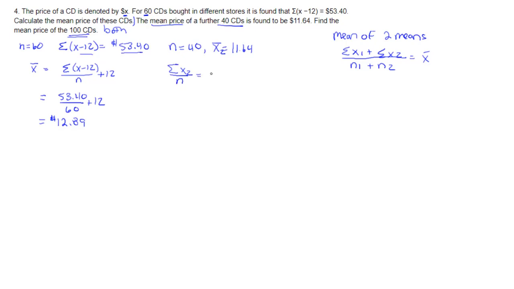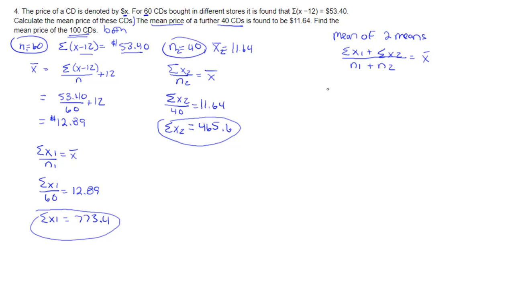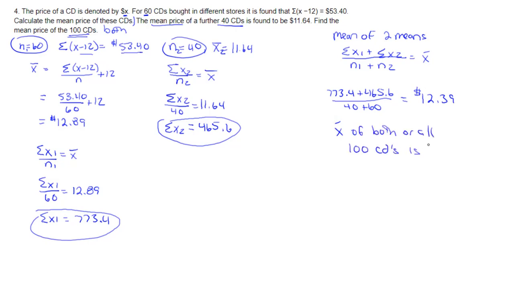We've got the sum of the x's over n is equal to the mean. If I fill in the information I know, I find out that the sum of all the x's is going to equal 465.6. If I go to the first part and figure out their sum of x's, we've got 60. We know the mean, we just figured that out. The sum of all the x's is going to be 773.4. These are our two sums of x's. We know the two sums of the n's. That's going to be 100. So all we've got to do is take these two and divide by 100, and we'll find out the mean of both, which is 12.39.